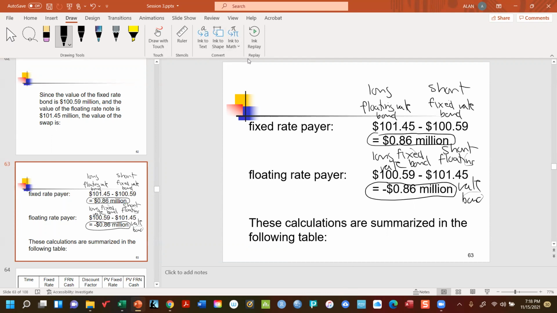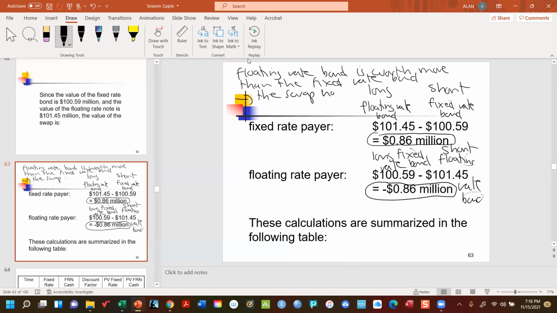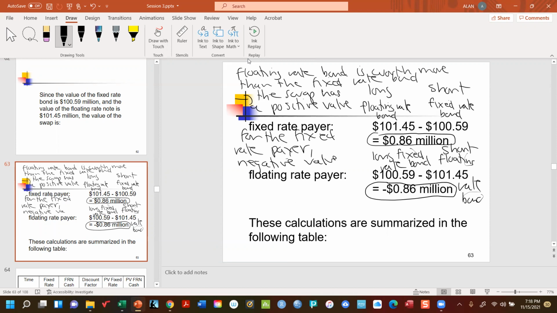Okay, so the floating rate bond is worth more than the fixed rate bond, which implies the swap has a positive value for the fixed rate pair, which means it must have a negative value for the floating rate pair. But the two of them have to add up to 0.